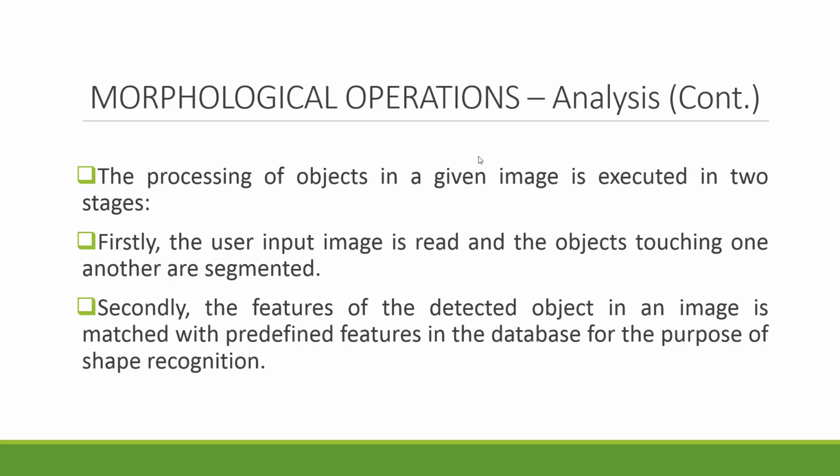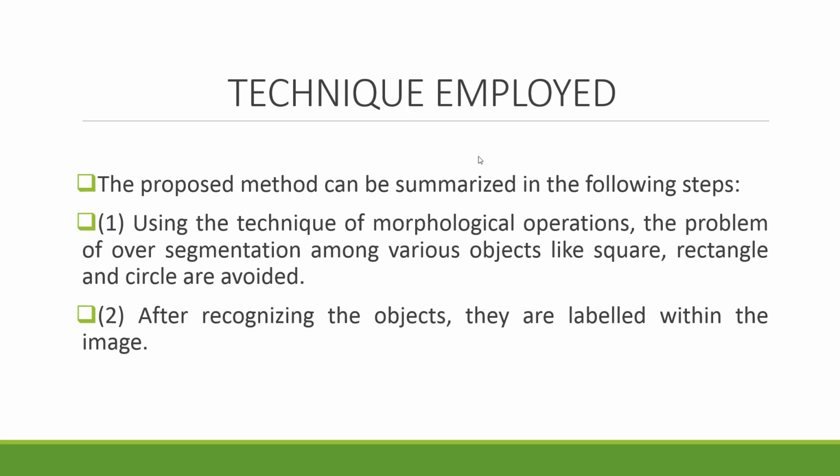Given image is executed in two stages. Firstly, the user input image is read and the objects touching one another are segmented. Secondly, the features of the detected object in an image are matched with predefined features in the database for the purpose of shape recognition.